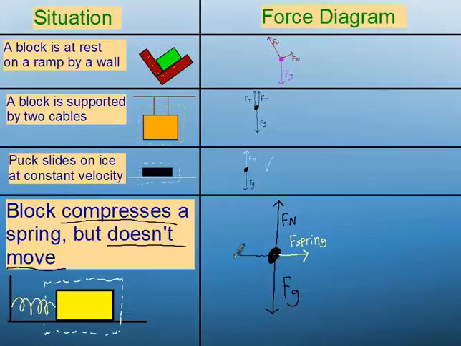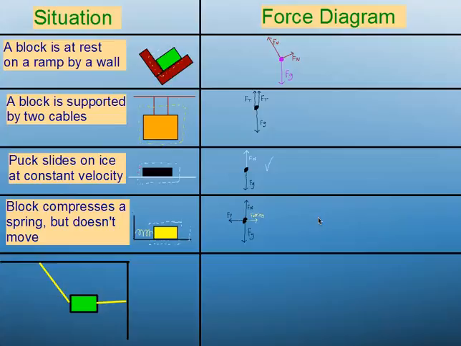It's going to end up being the force of friction. It's friction that prevents the block from moving in this case. If we were to repeat this experiment on ice, then the block would move, but here maybe there's carpet or something that's preventing the spring from actually pushing it.